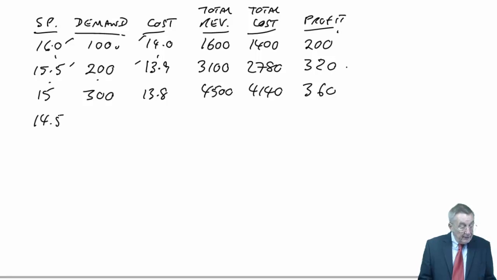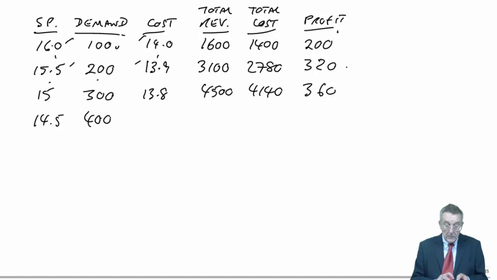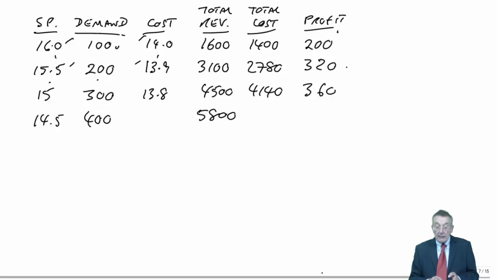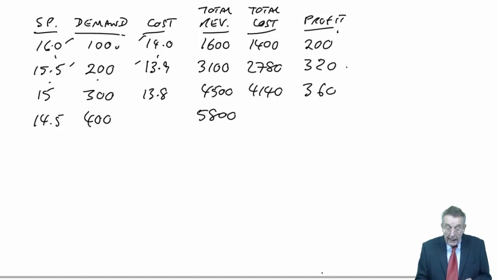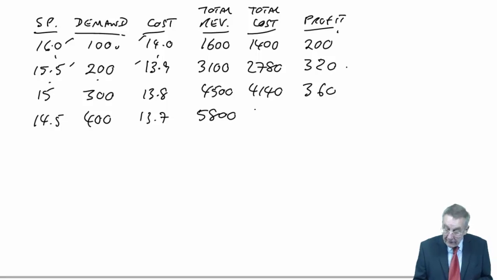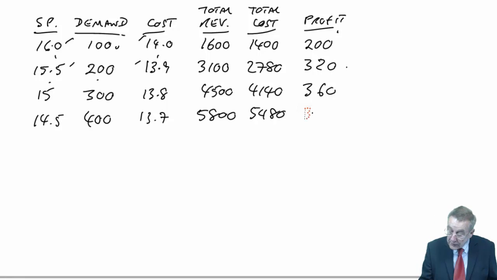Drop again to 14.5, and we'll sell 400, so the total revenue $5,800. Cost per unit, sorry, we're producing 400 now, so the cost per unit falls to 13.7. 5,480. And the profit falls to 320.